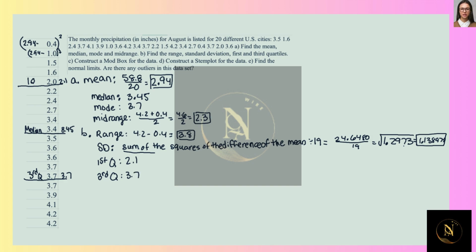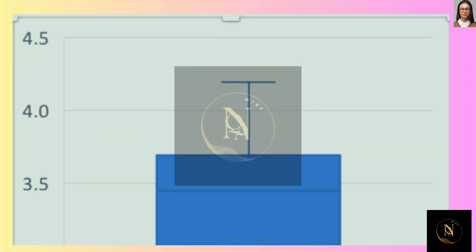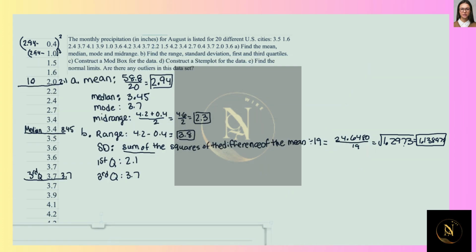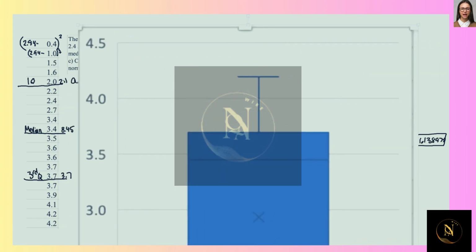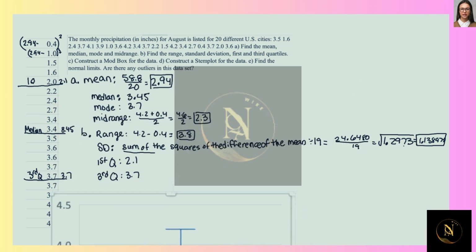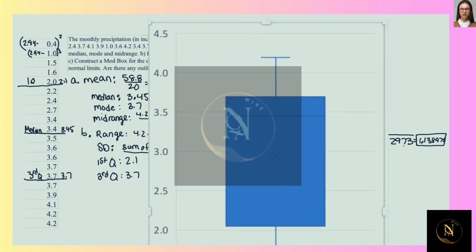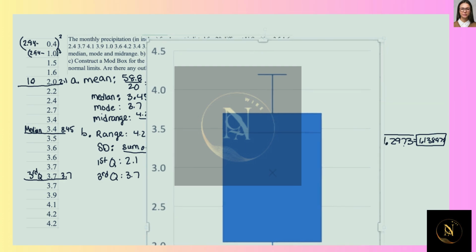Then for C, it wanted you to make a box plot. So here is my box plot. That's just taking your minimum, your maximum, your median, your first quartile and your third quartile, and plotting them on a number line. It's pretty much what it is.